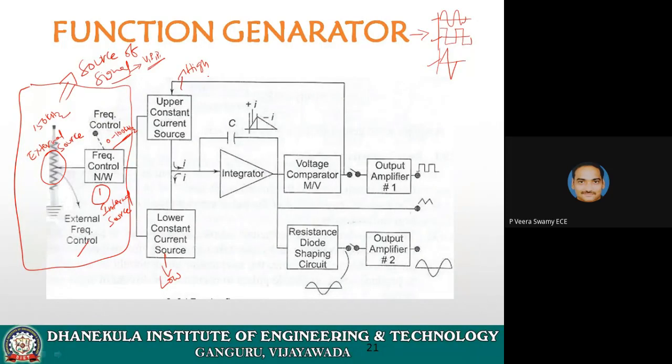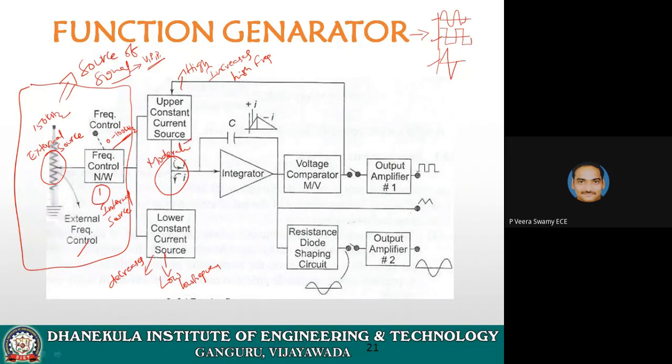This upper one linearly increases with time, and this lower one linearly decreases with time. This is high frequency, and this is low frequency. If we connect these two, the frequency is moderate.